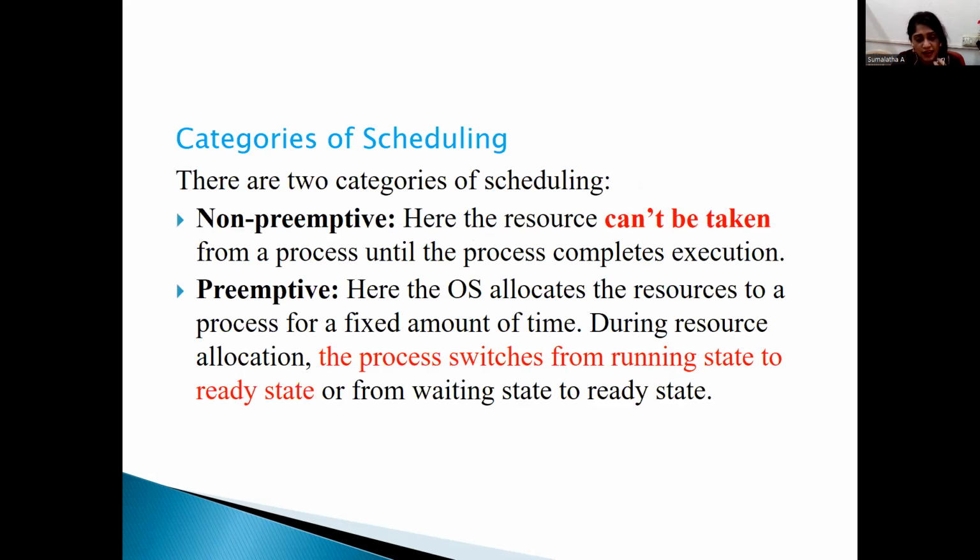Okay, so there's a particular strategy that it follows. There are two categories of scheduling: non-preemptive and preemptive. Whenever we say non-preemptive, the resource can't be taken from a process until the process completes its execution. That means you cannot forcefully remove a resource from that particular process.